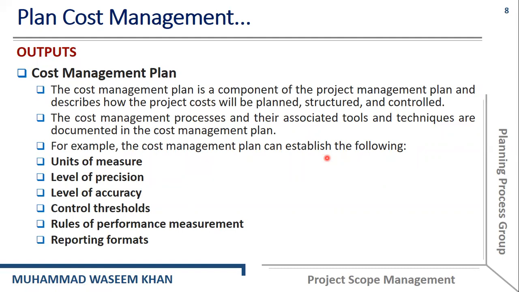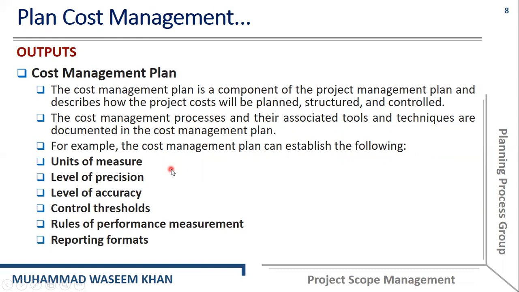The output is the cost management plan. This is what we need at the end of the plan cost management process. We need the cost management plan. And the cost management plan is actually a component of the project management plan, or a subsidiary plan and component of it, and describes how the project cost will be planned, structured, and controlled. The cost management processes and their associated tools and techniques are documented in the cost management plan.